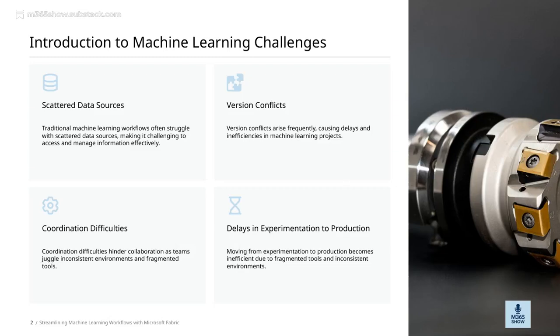Then there's the problem of version conflicts. As different team members or systems update models and data, conflicts frequently arise. These conflicts can cause delays and reduce overall project efficiency. Finally, traditional workflows often struggle with scattered data sources. When data is stored across multiple locations and formats, it becomes a real challenge to access and manage that information efficiently. All of these issues highlight why streamlining workflows is so critical, especially with a platform like Microsoft Fabric that aims to address these pain points.